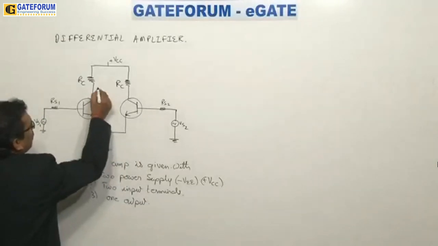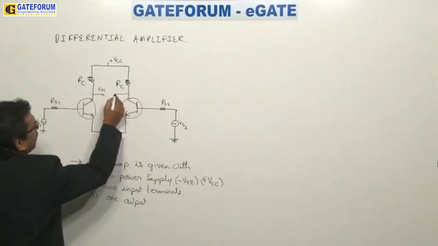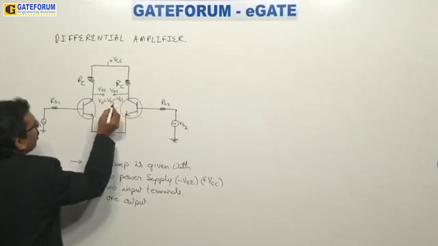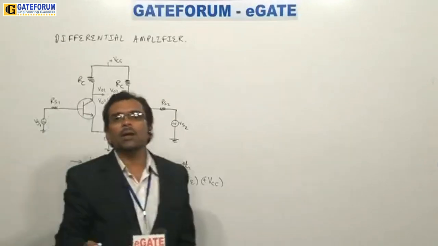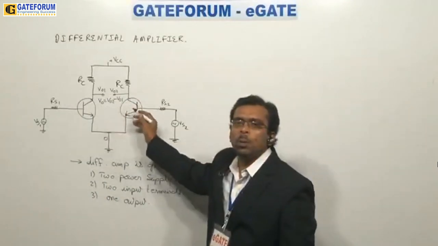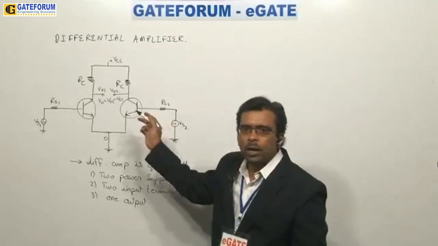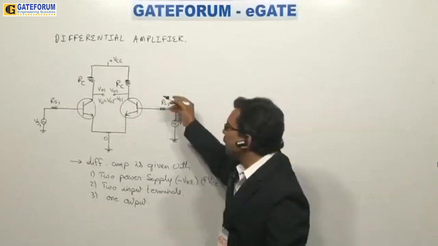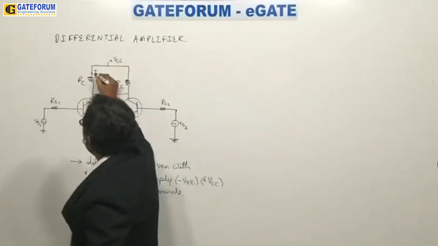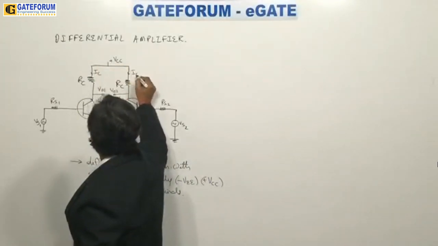Now, everybody can see here, this is V01 and this is V02. V output is equal to V02 minus V01. The design will be like this. The output should be taken as V02 minus V01. You will be taking it like this. Now, if it is so, let us try to see here. The IC current comes here and the IC current comes here.